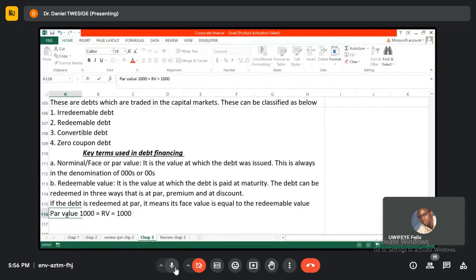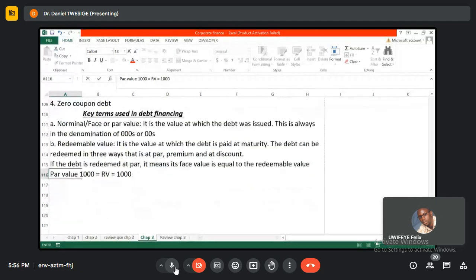In that case, it means after maybe 3 years or after 4 years, you are going to redeem this debt at its par value. So in that case, we say the debt is going to be redeemed at par.